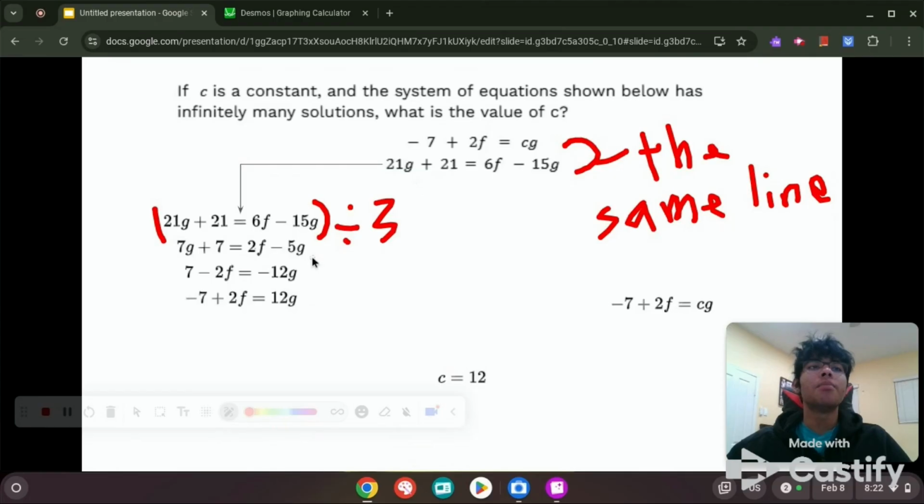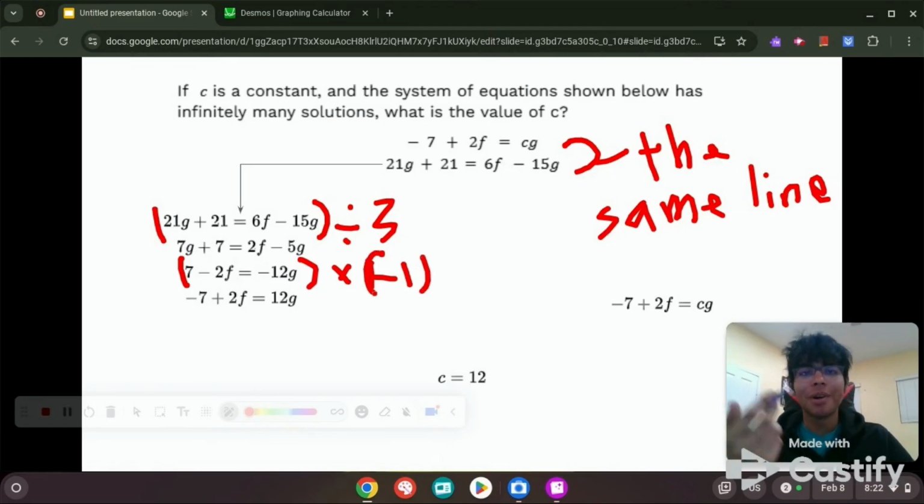Then I want to move all the g's to one side. I chose the right side because that's where they are in the first equation. And I moved the f's to the left side because that's also how they are. So 7 minus 2f is equal to negative 12g, just subtracting 7g from both sides and subtracting 2f from both sides. Then I multiplied by negative 1 because I wanted to get it in a similar form as the other one. So times negative 1.